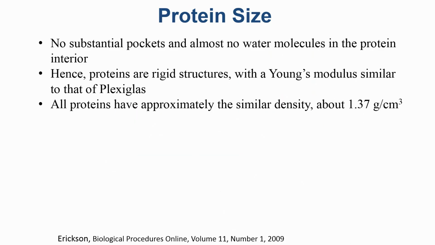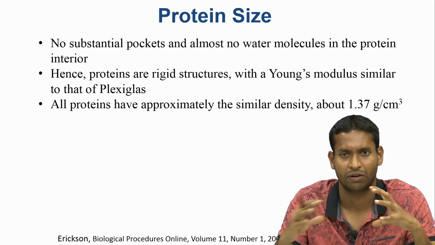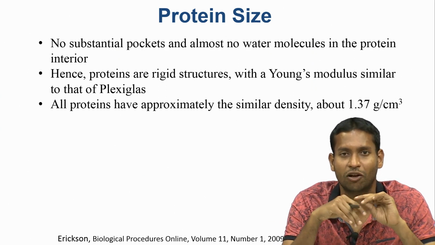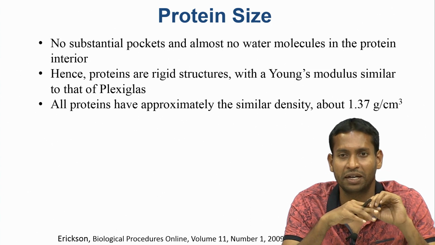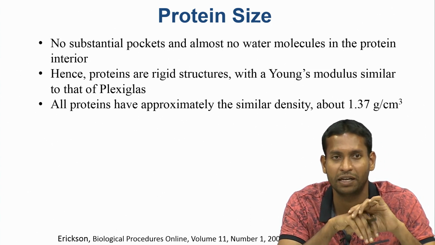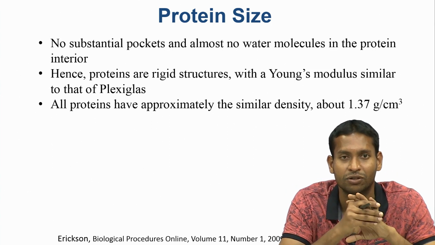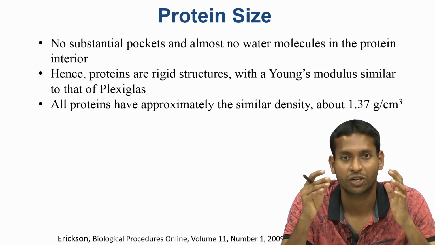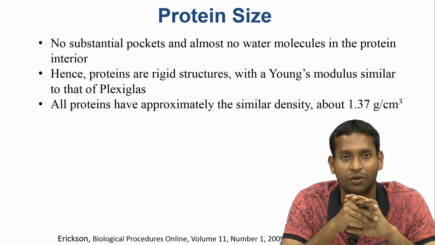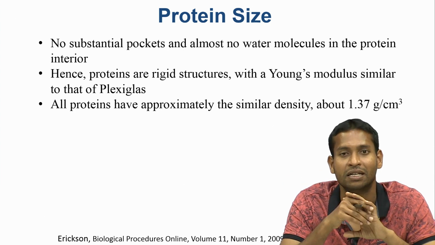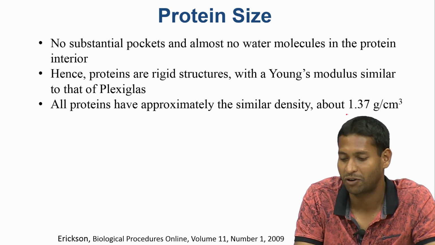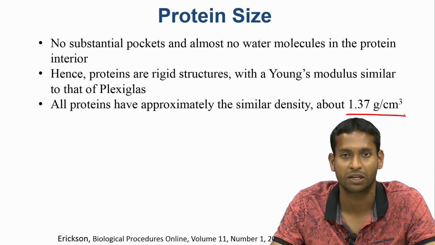So, let us do some protein size estimates. If we assume that proteins have no substantial pockets, so they are very closely packed and almost no water molecules are present in the protein interior, which we can assume for the most part, and even if there are water molecules, there are very few compared to the size of the protein, then proteins have fairly rigid structures with a Young modulus similar to that of plexiglass, and a density of about 1.37 gram per centimeter cube.